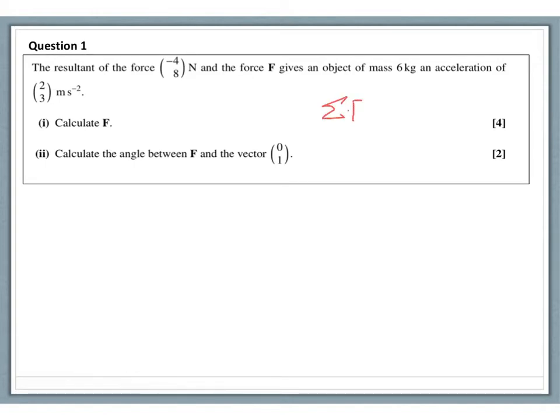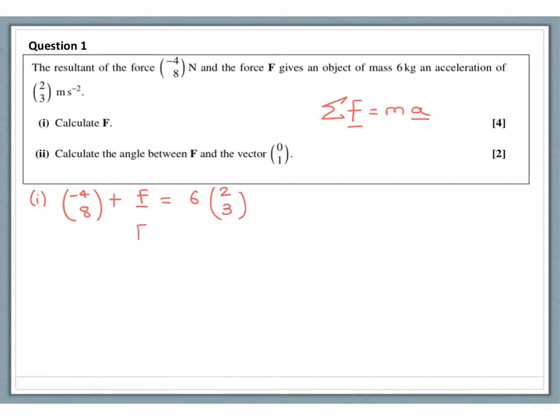Remember, the resultant force is equal to mass multiplied by acceleration, and force and acceleration can be vector quantities in this context. They are vector quantities. And quite often we don't necessarily consider the whole vector, but in this case we are doing so. So we know that this force (-4, 8) plus the force F, it's in bold, it's a vector, equals the mass, which is 6, multiplied by the acceleration (2, 3).